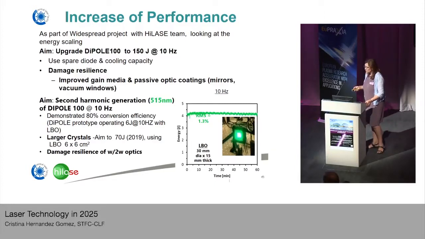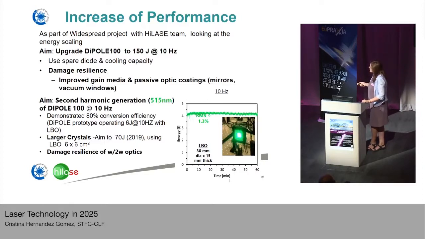When we designed this laser, it was the first time that we had designed this type of system, so you always want a safety margin. You don't just design a laser without any safety margin. What we realized is that DiPOLE, with a few changes, is capable of delivering a lot more energy. We can push the energy output from 100 joules to 150 joules using the spare diode and cooling capacity. Of course, we need to look at the gain media, the geometry and cladding of the gain media, and the optics we use in the system to make sure we don't damage it. Ideally, we would also like to convert it to the second harmonic.